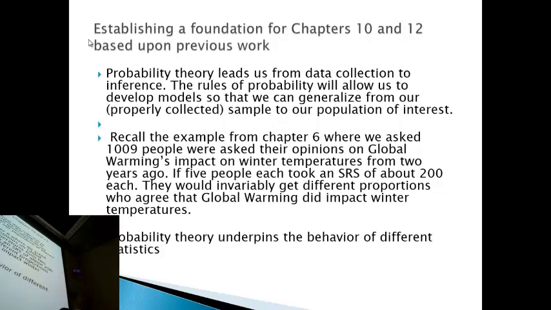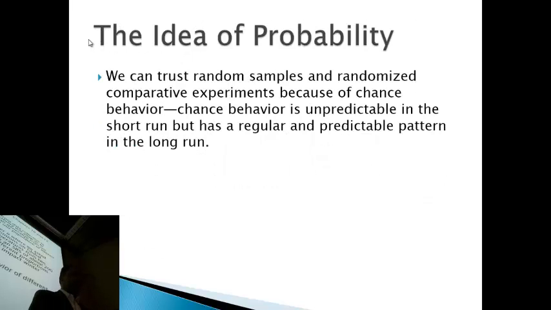So probability theory is like our bridge between data collection and inference. All this sampling work, sampling 500 students and getting information about a population, probability theory helps us with that. We had an example about global warming's impact on the weather from about 2 years ago, and we only sampled 1,009 people, and we got some data. If we were to sample another 1,000 people, we'd probably get slightly different results just due to variation. But probability theory helps us understand the randomness that goes with certain variations.